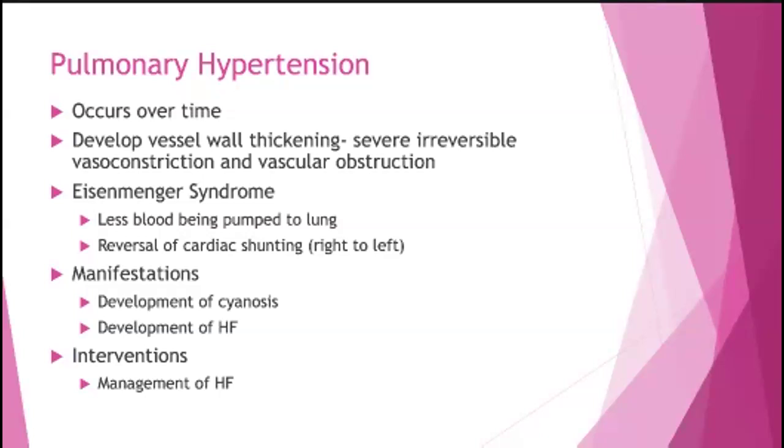When this happens, the shunt reverses direction. The blood flows from right to left instead of left to right. This is called Eisenmenger's syndrome. At this stage, blood bypasses the lungs and deoxygenated blood goes to the body. Your clinical manifestations: the child who was once pink with a left to right shunt can suddenly become cyanotic.